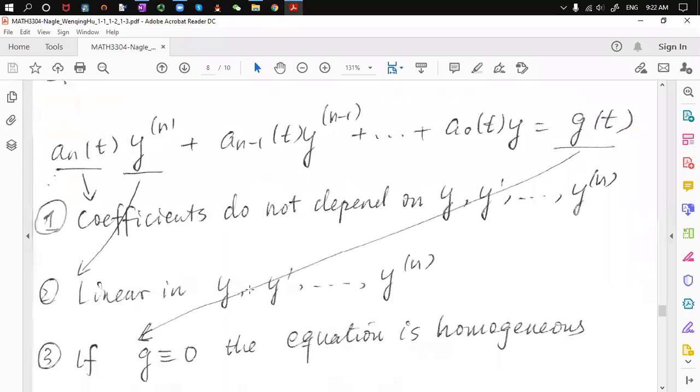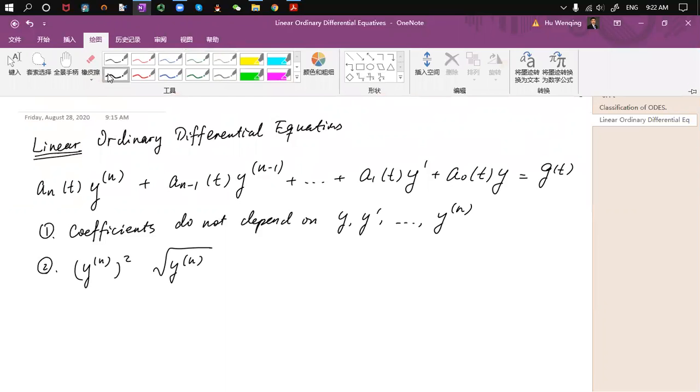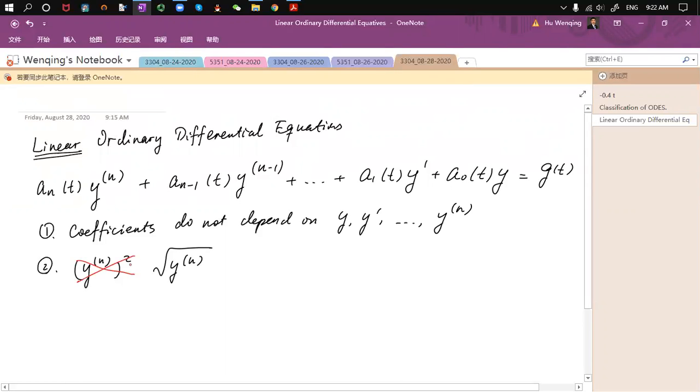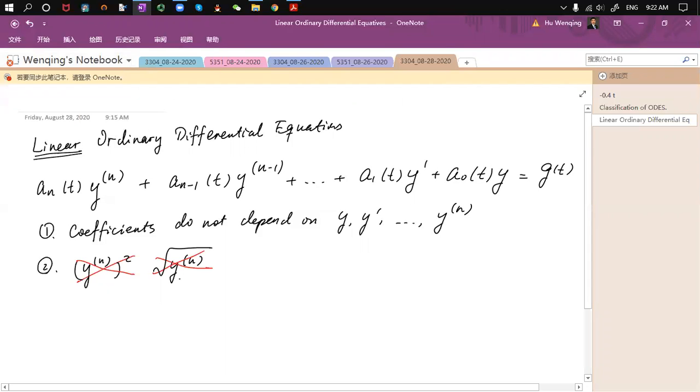And what's the second reason? Well, the second reason is that it is linear in y as well as any of the derivatives of y. So you're not going to see, for example, y_n squared, or maybe the square root of y_n. You're not going to see any of these terms in the differential equation.